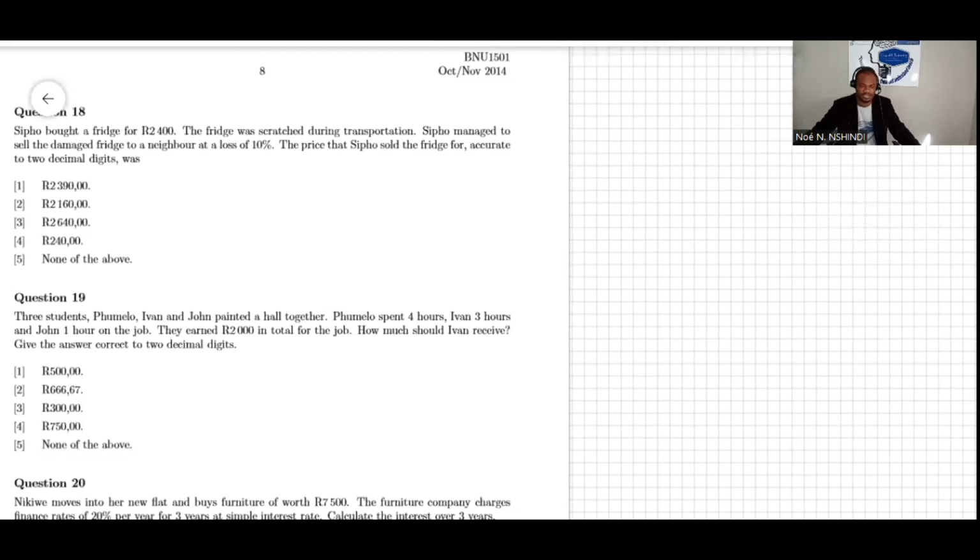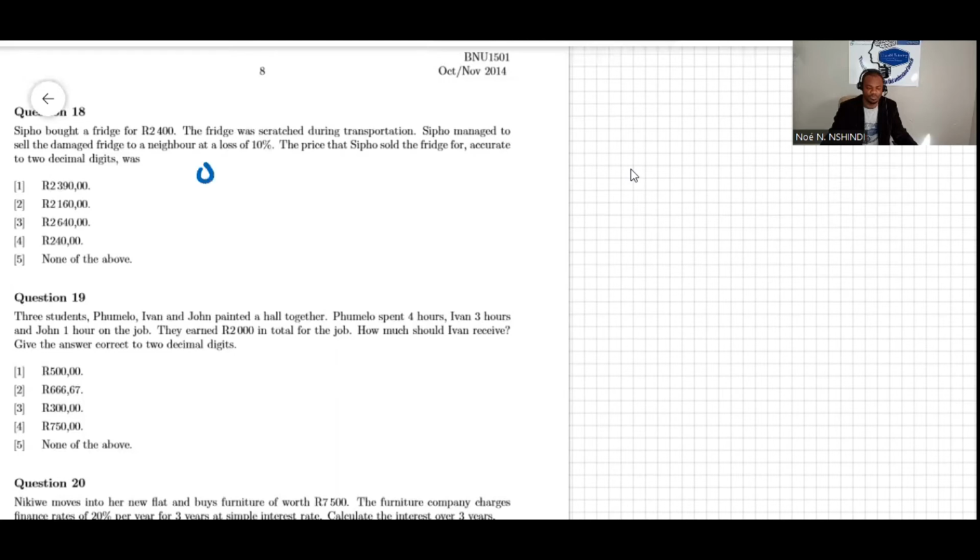Question 18 says that Sipo bought a fridge for 2,400 rand. The fridge was crushed during transportation. Sipo managed to sell the damaged fridge to a neighbor at a loss of 10%. The price that Sipo sold the fridge for, accurate to 2 decimal digits, was... Let's say Sipo bought a fridge for 2,400 rand.